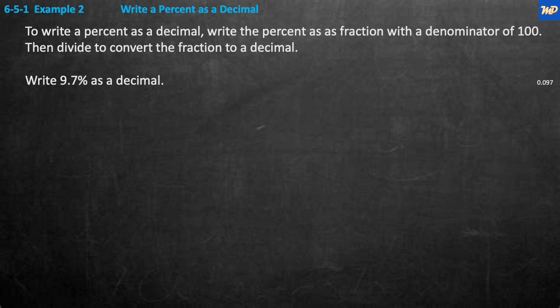To write a percent as a decimal, write the percent as a fraction with a denominator of 100. Then divide to convert the fraction to a decimal. So let's try it. We're going to write 9.7 divided by 100. So what's that going to be? We're going to divide 9.7 by 100. What does that give us? We're leaving it as a decimal.